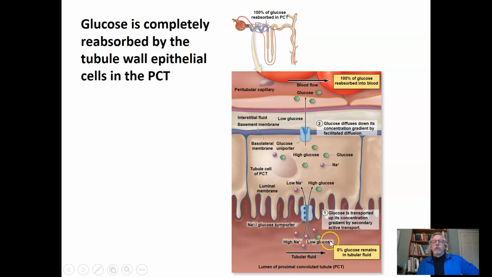Glucose is pulled out of the tubular fluid by a specific transporter. It also transports sodium, which first of all puts it into the cytoplasm of the cell. And then on the outside membrane, there's another transporter that's going to transport it out into the interstitial fluid and eventually into the peritubular capillary. As a result of that, glucose is going to be completely reabsorbed from the tubular fluid, and no glucose will end up in the urine.